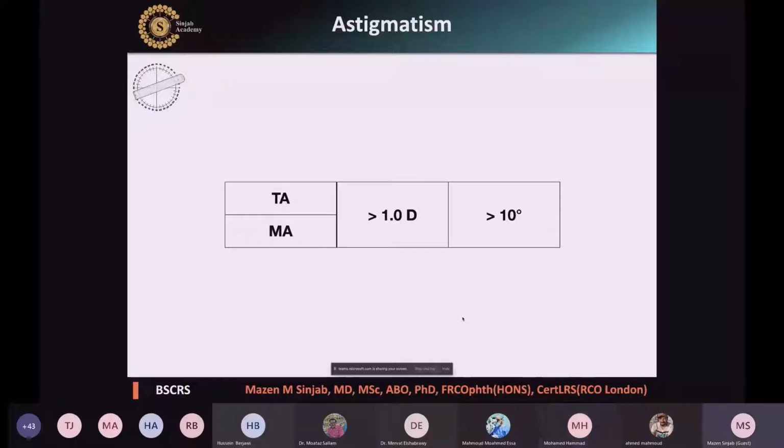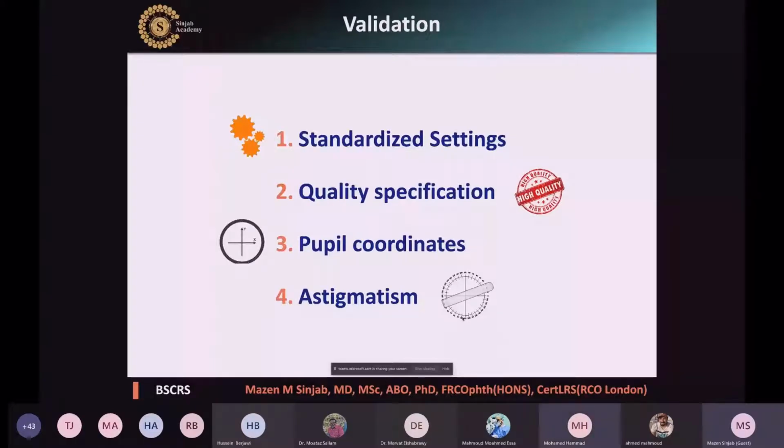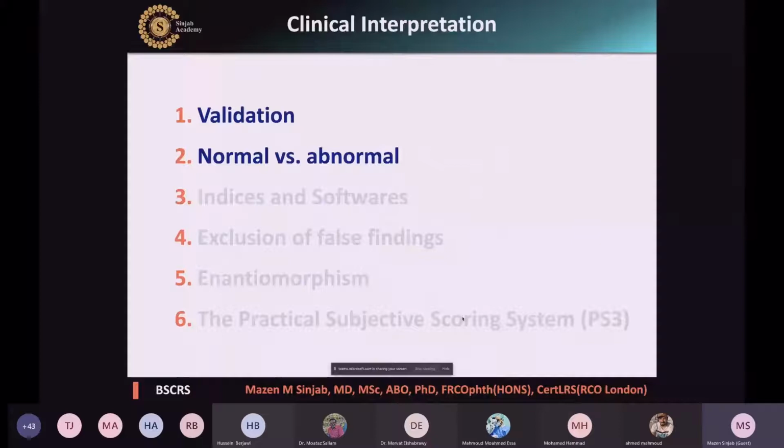This is a summary of the validation. We have to go through the 4 steps, and if any of them is abnormal or showing abnormal numbers, then we have to redo the capture. Then we go to normal versus abnormal.